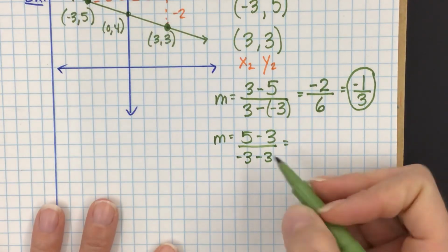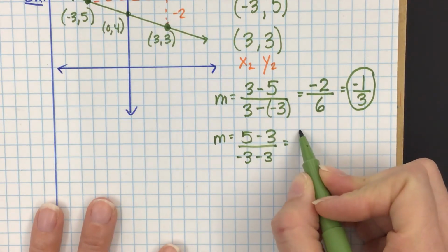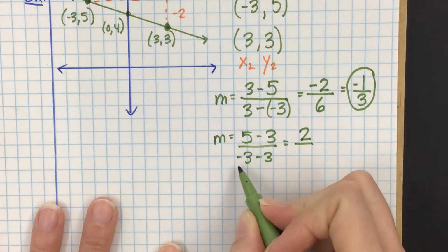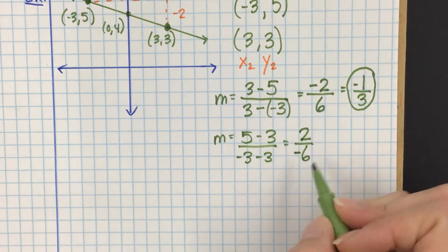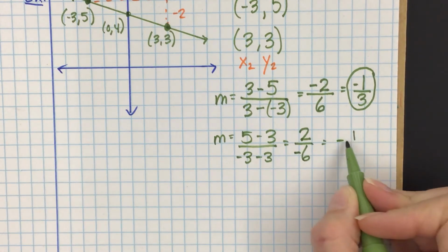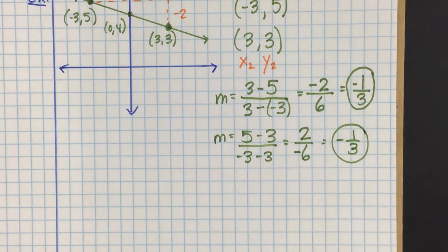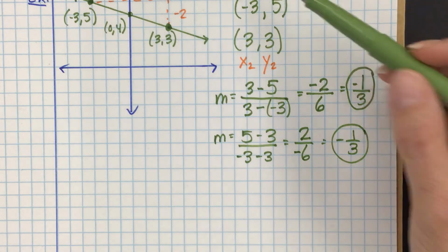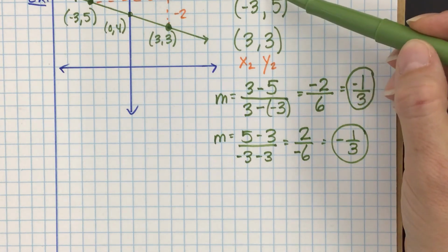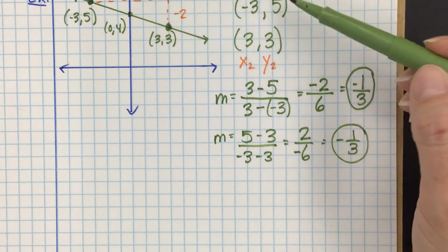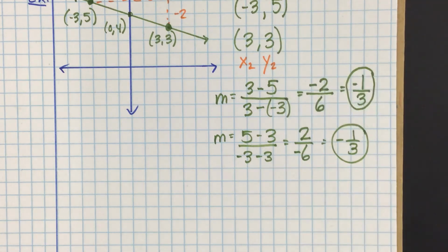So let's solve it and see. So 5 minus 3 is 2. Negative 3 minus 3 is negative 6. Negative 2 sixths reduces to negative 1 third. Okay. So it truly does not matter which order you go in. You just have to be consistent. If this x is first, then that y has to be first. So if this is the point that you're choosing to be first, then it needs to line up with each other in there, if that makes sense.